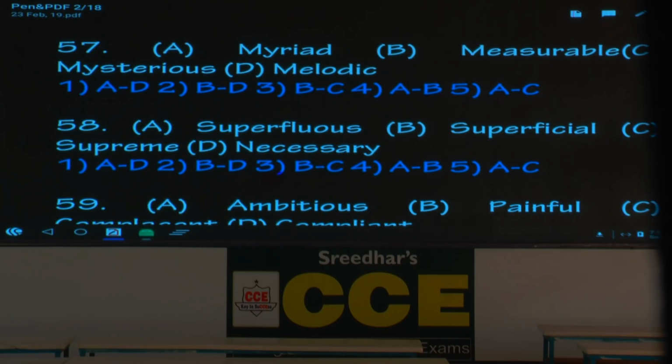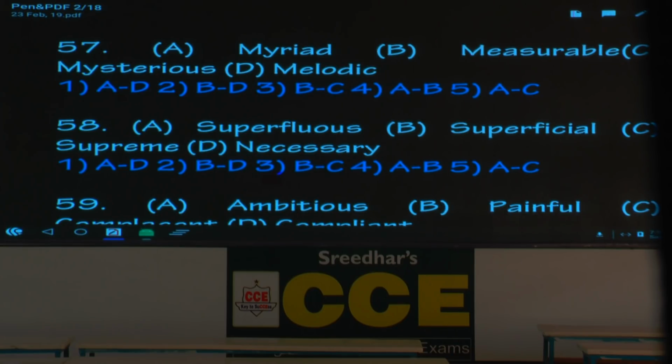What is the first word? Myriad. Write the meaning. Myriad means many. I'll give a lot of words. First, write many. Uncountable. Innumerable. Uncountable. Plenty. Plenty. Now here, plenty, I also gave one word, uncountable. When I say uncountable, it means unmeasurable, obviously. And what is the second option here? Measurable. Now these two are related.